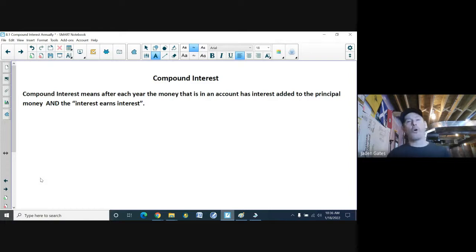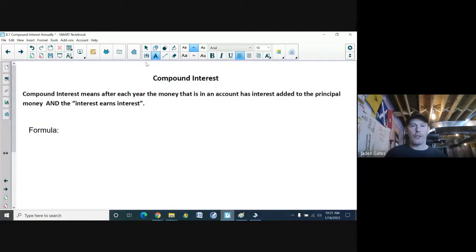But if you're borrowing, it's a terrible thing, because, as I've talked about, interest is like a tax for borrowing. Well, when you have compound interest, it's like a tax on the tax. So not only are you getting taxed on the money that you borrowed, but you're getting taxed on the money that was taxed to you because you borrowed. Not good, obviously.